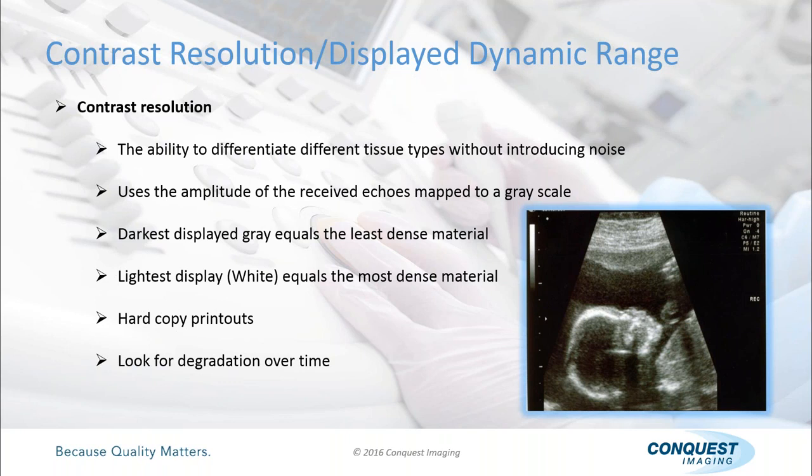And clearly in this image on the right, we have the least dense being the amniotic fluid, the most dense being the forehead and the jaw area. So again, when you're evaluating this, use hard copy printouts so that you can look for degradation over time.